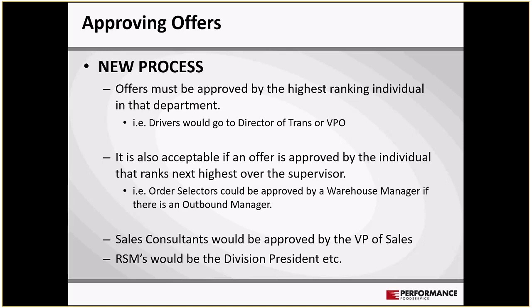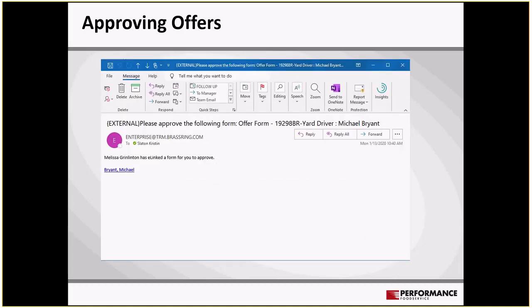So approving the offer is very easy. You are going to get an email just like the e-link email that we just showed you. It's going to say in the subject, please approve the following form. Offer form, yard driver. It's going to tell you the name. All you have to do at that point is click on Michael Bryant. It's going to bring up a pop-up screen for you to see the offer details that were entered by HR. So just take a second, make sure it looks accurate. You'll scroll to the bottom and click approve. It's very, very simple. But again, it's a very different process.